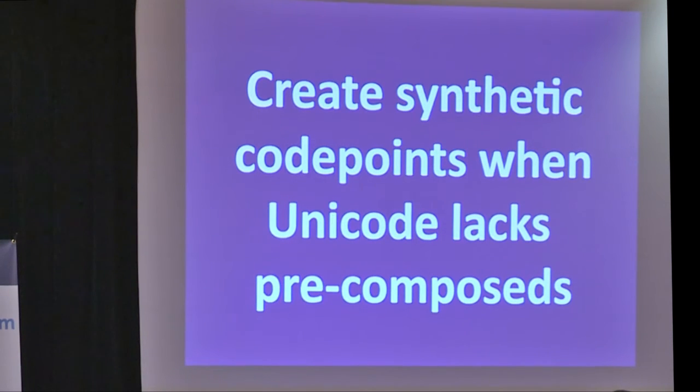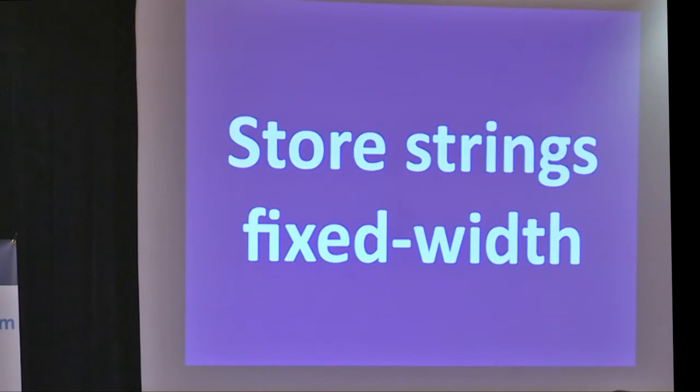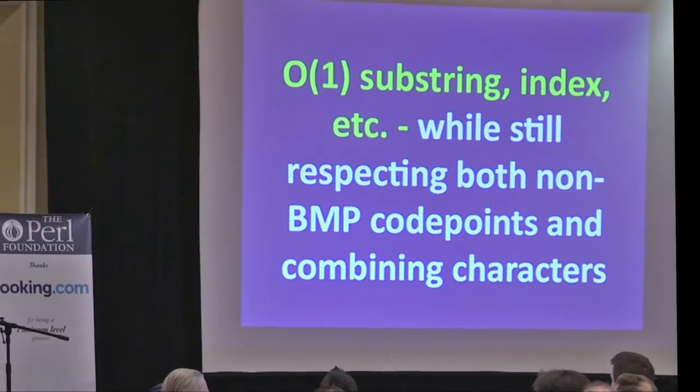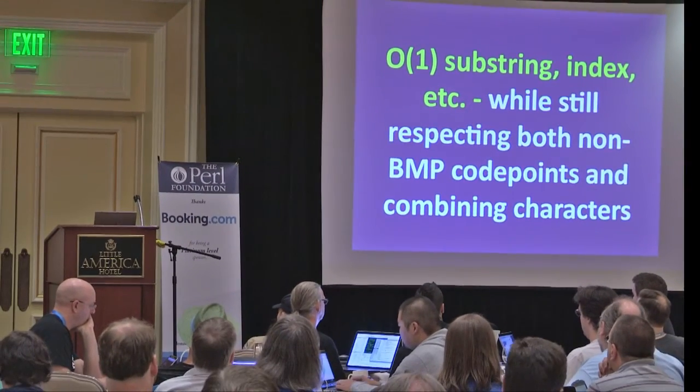And the way Perl 6 does it internally is it creates synthetic code points when Unicode lacks precomposed things. So if it has the combining characters, which are those three code points, Perl 6 internally creates a synthetic code point. In fact, in MoarVM, it's a negative number because none of the negative values are used in Unicode. And then it uses that negative value as the substitute for all the remaining times that character shows up. So we can store all of our strings fixed width, which means we get constant time access to the string. So all of the string access functions continue to be in constant time instead of being linear as they would be with a variable width encoding like UTF-8 and so forth.